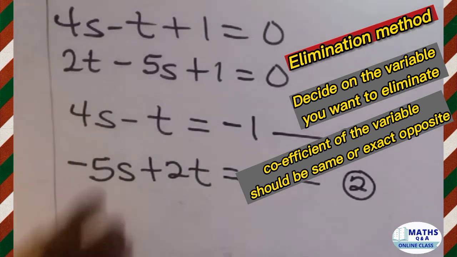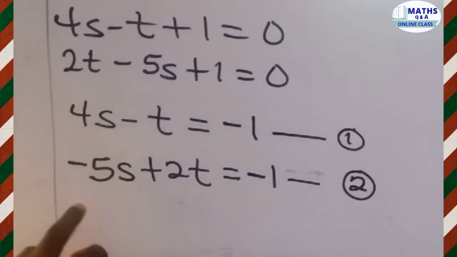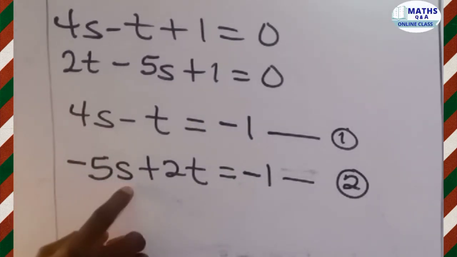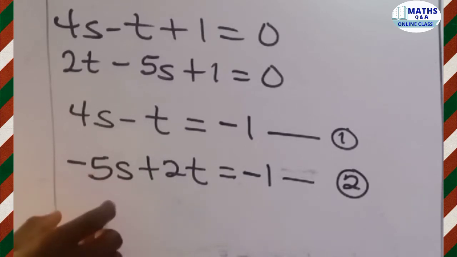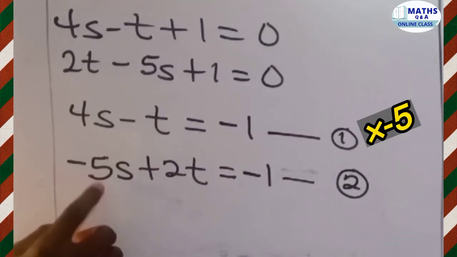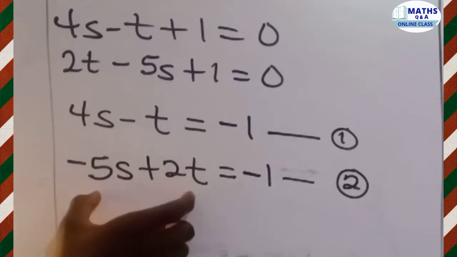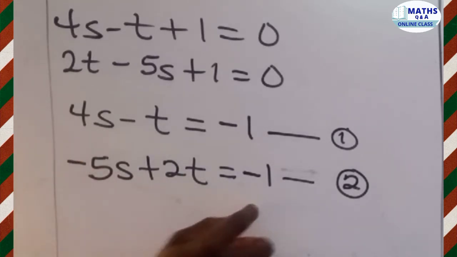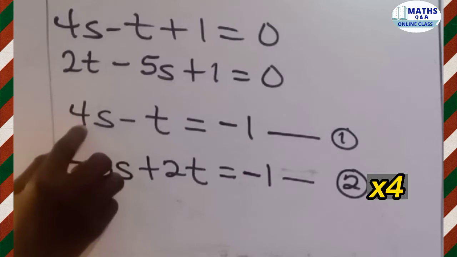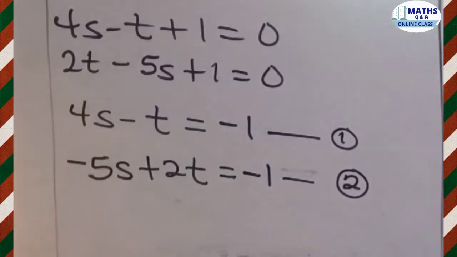Now we want to take off s. So we have 4 multiplying the s here, and negative 5 multiplying s here. Since we want to take off the s, we multiply the first equation by the number multiplying the s in the second equation. Then when we come to the second equation, we multiply it by the number multiplying the s in the first equation, so that we can get the same or exact opposite values multiplying the s.